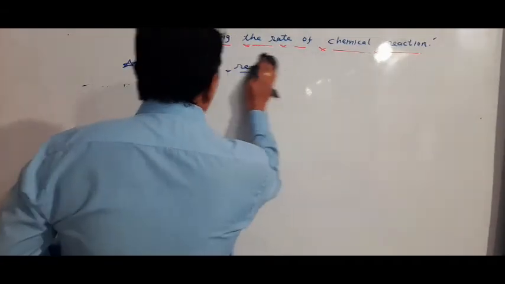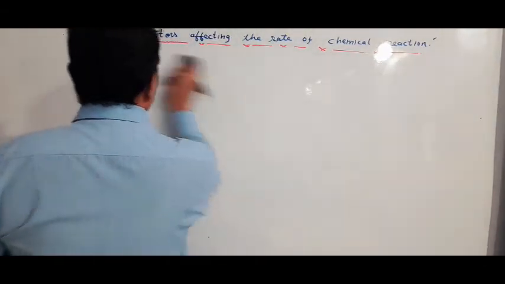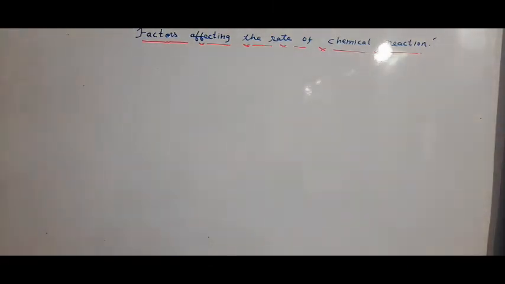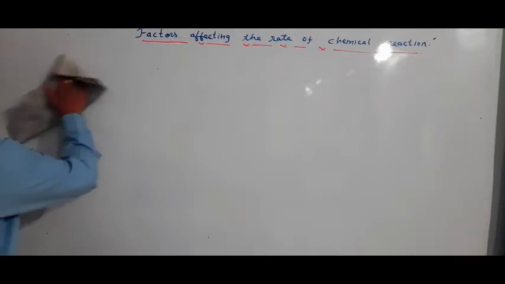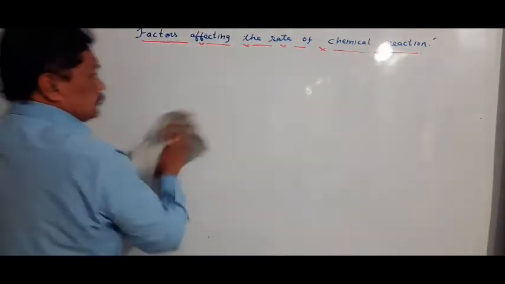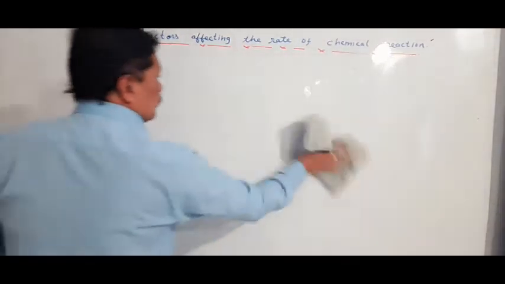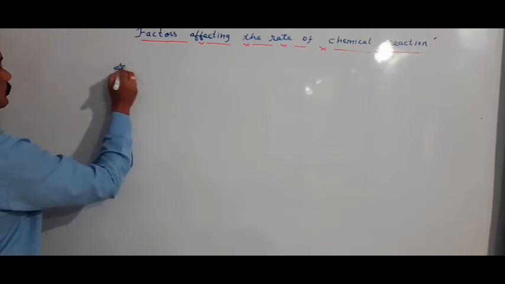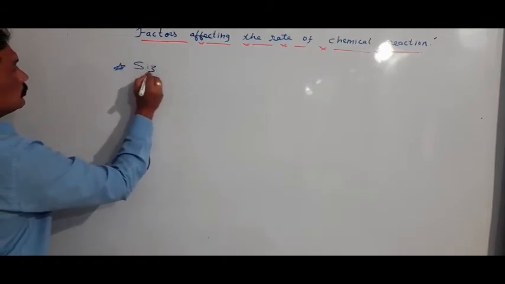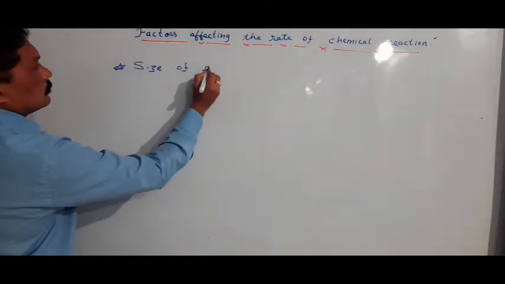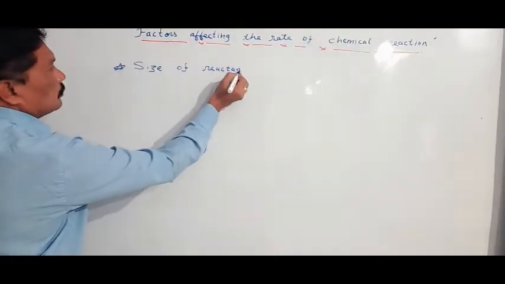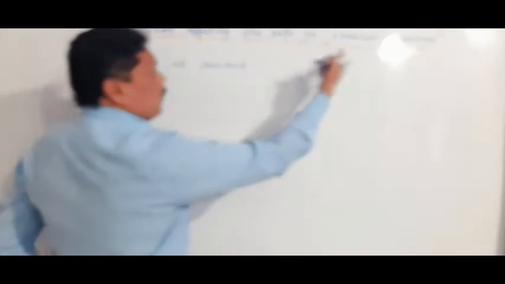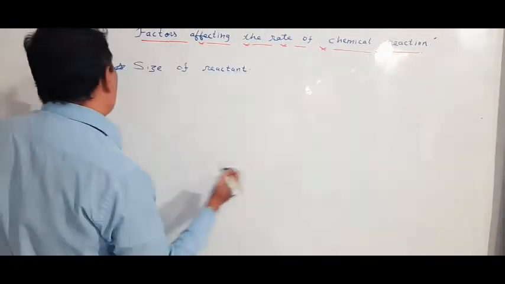The second factor upon which we are going to have brainstorming is size of reactant. The rate of chemical reaction also depends upon size of reactant.